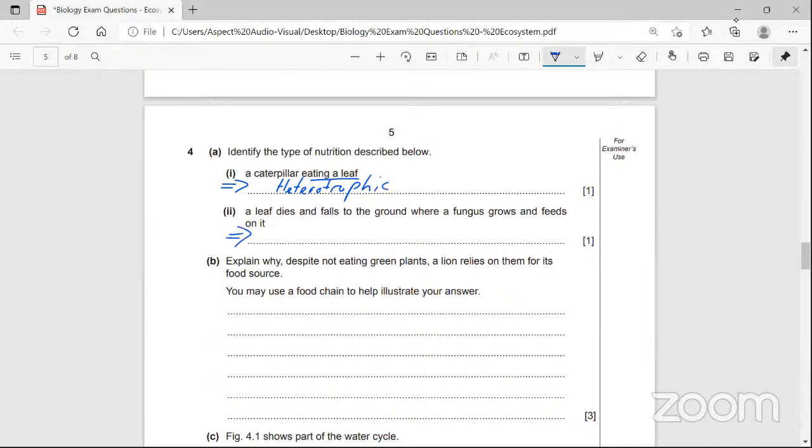When fungus grows and feeds on the leaf. So remember, this is dead material. Decomposition. Not the type of nutrition. What is it called? It's a type of heterotrophic. Saprophytic. Saprophytic nutrition. Are we together?